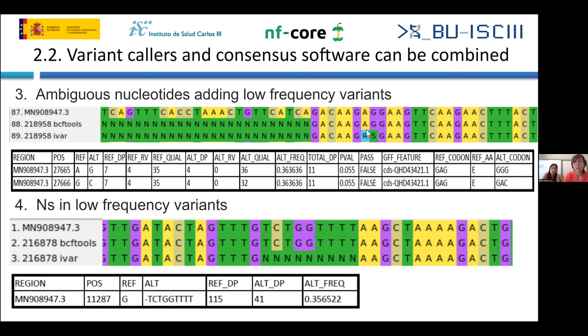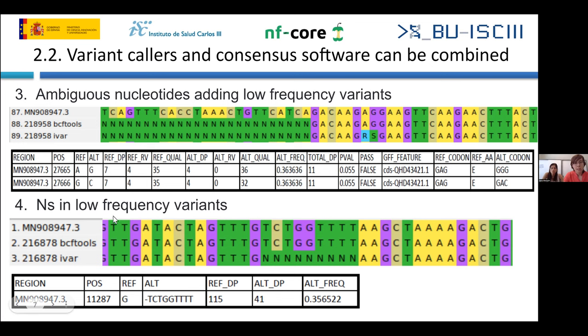So it depends if you want to add all the information of intra-host variability in your consensus or you don't want to include this noise in your consensus. IVAR includes the ambiguous nucleotides because its behavior is to include majority alleles until you meet a certain criteria. And BCFtools consensus only includes variants that are above an allele frequency threshold.